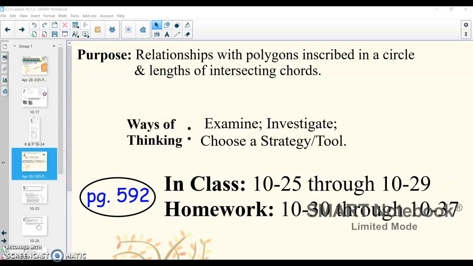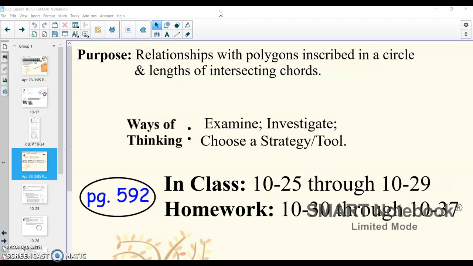Alright, here's my video guide for lesson 10.1.3. The idea today is we're going to look at the relationships with polygons inscribed in a circle and the lengths of intersecting chords. That's really just going to be using what we've done the last 2 days to investigate something new.